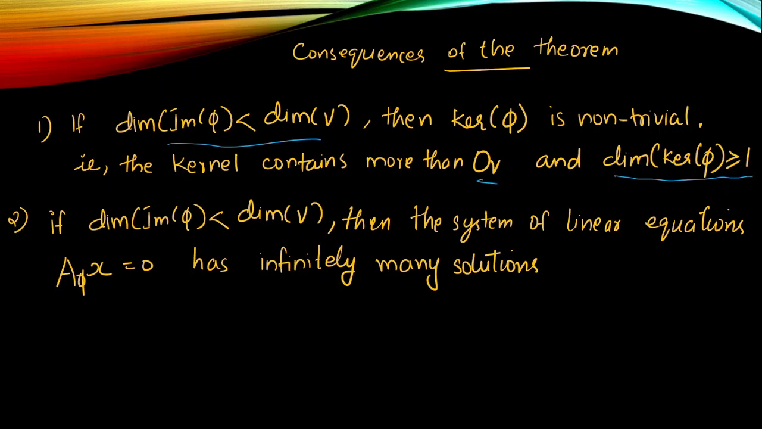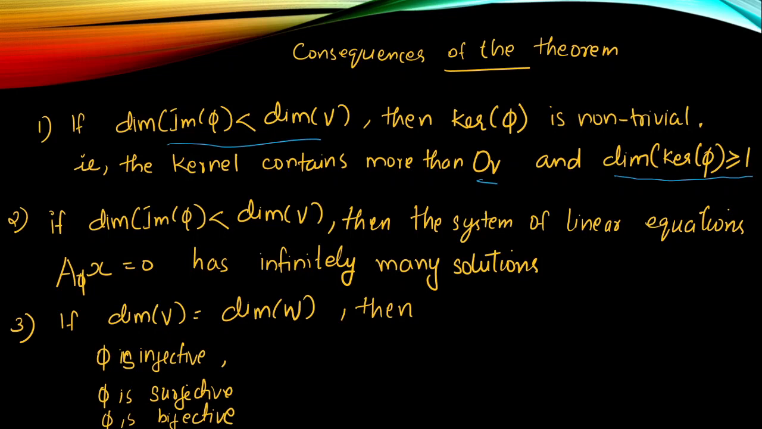Then if the dimension of image of phi is less than the dimension of V, then the system of linear equations phi of x, that is phi times x equal to 0, has infinitely many solutions. Then if the dimension of V is equal to the dimension of W, then phi is injective, phi is surjective, and phi is bijective. So all the properties will be there if the dimensions of both the vector spaces are equal. Those are the consequences. So that's all about the image and kernel.